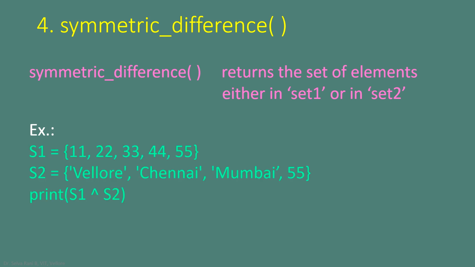Let's see an example. Let S1 is equal to 11, 22, 33, 44 and 55. S2 is equal to Vellore, Chennai, Mumbai and 55. S1 symmetric difference S2 will produce the output as Chennai, 33, Vellore, Mumbai, 11, 44 and 22. Since 55 occurs in both the sets, it is not considered.